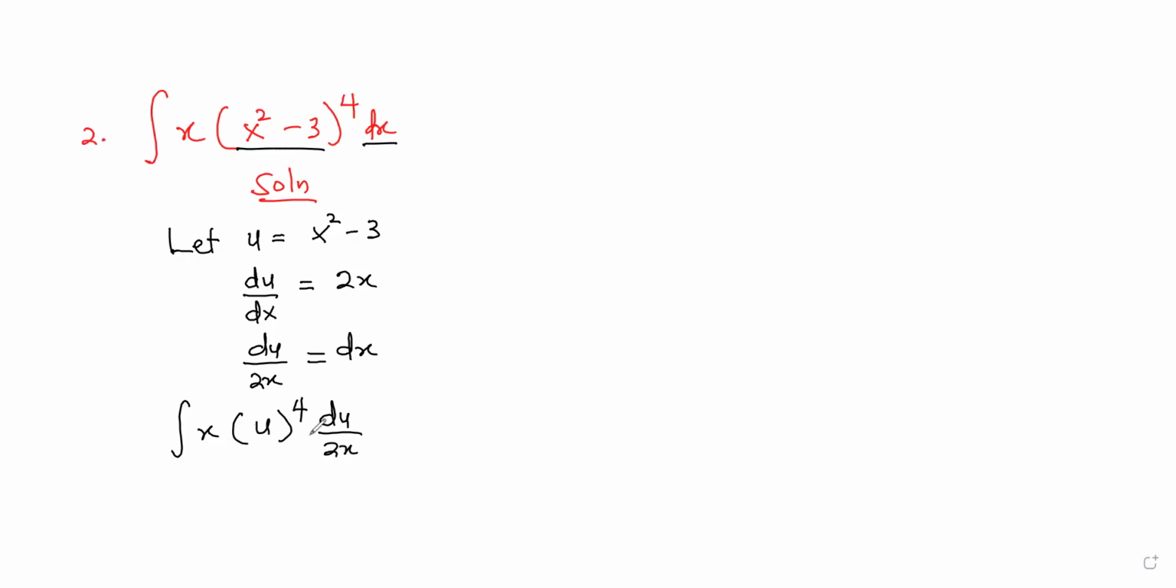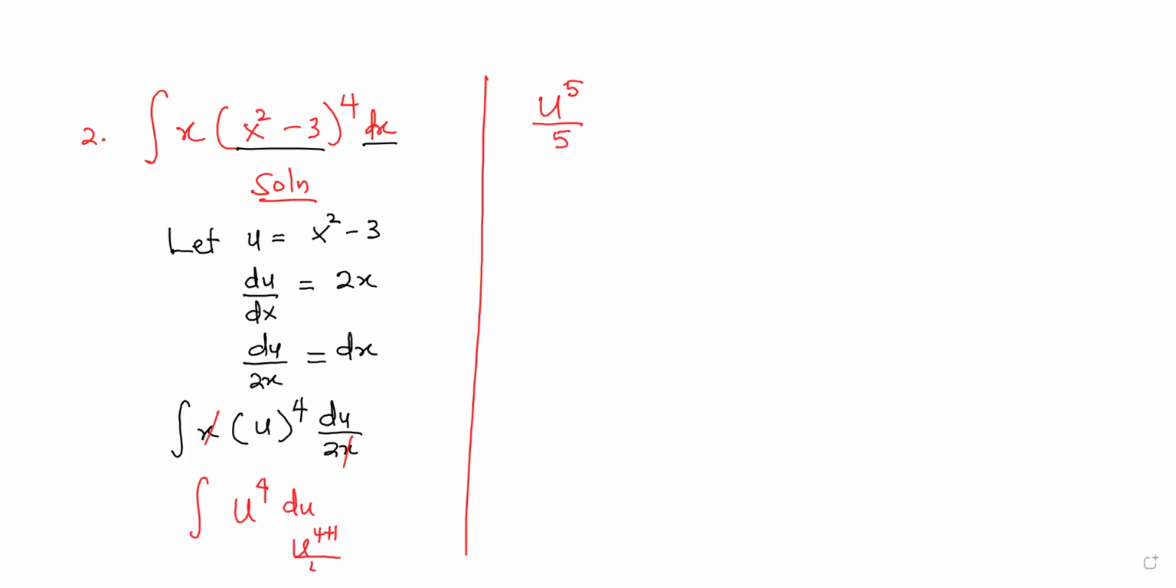So now you see that there will be a term that should cancel. Now you are left with the integral of u raised to the power 4 du. So we can easily integrate this particular function we see here, which is u^5 divided by 5, because it's the power plus 1 divided by the power plus 1. So you're going to have u^5 divided by 5, then plus your constant of integration.